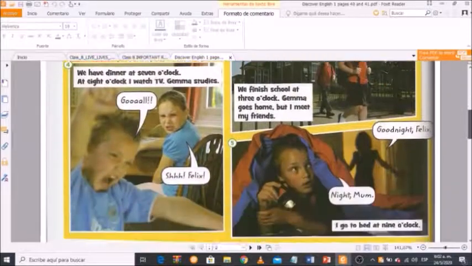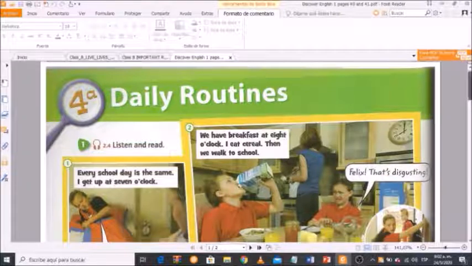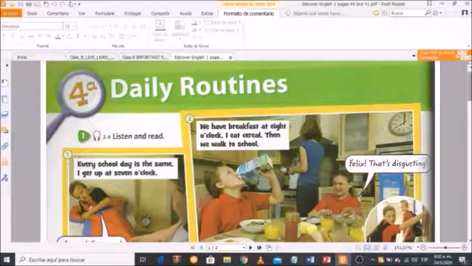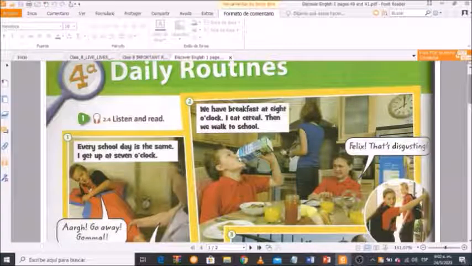Entonces, en la página 40, tenemos una historia que nosotros ya escuchamos anteriormente cuando habíamos visto el tema de la hora. What are we going to do? We are going to listen to this story again, and now we are going to pay attention to the verbs in the story. Entonces, vamos a escuchar esta historia de vuelta, y esta vez vamos a prestar atención a los verbos en la historia, y vamos a ver si agregan o no agregan esa S dependiendo el sujeto de la oración. Ok, are you ready? Let's do it.